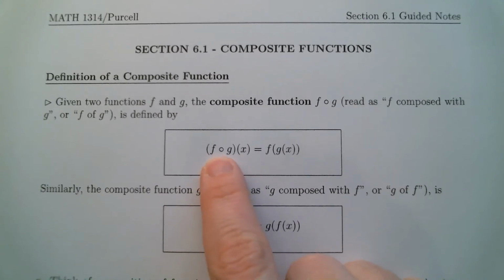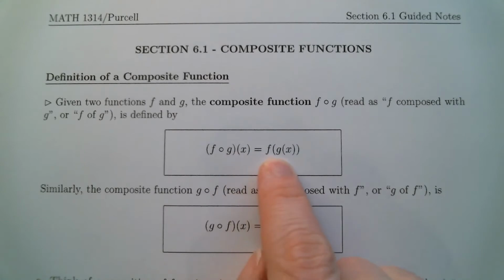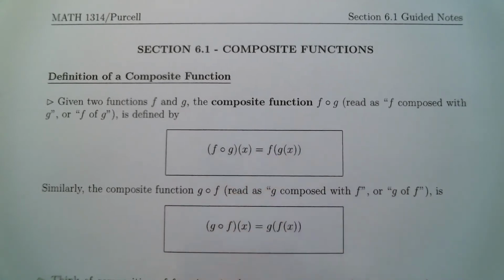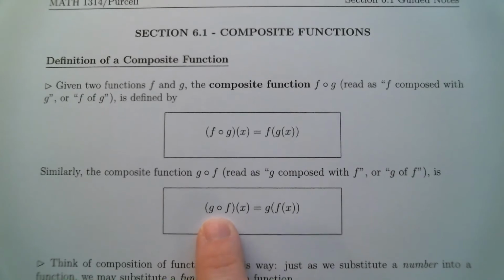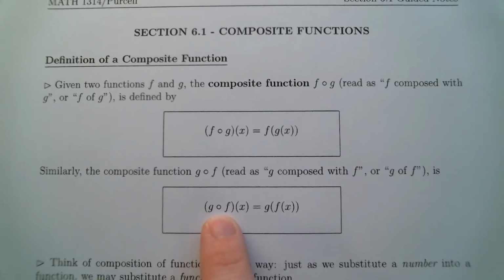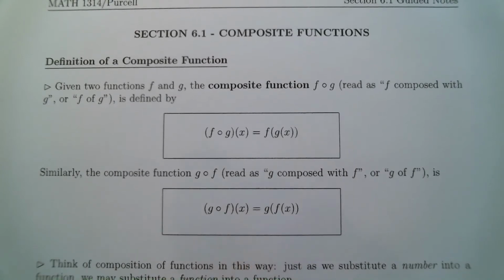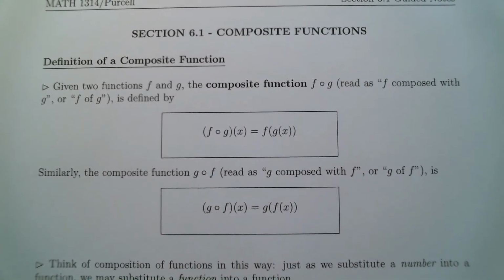This is pronounced f of g of x, okay? This is also pronounced the same way. This would be composing them in the opposite direction. So this would be g of f of x, okay, down here. Okay, so just remember, if you see that open circle in between two functions like this, it is denoting composition.